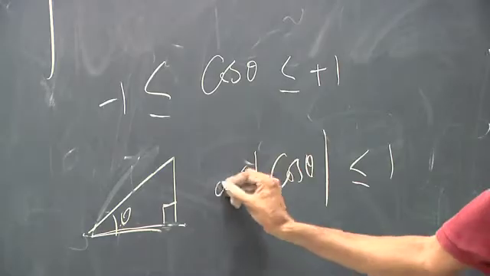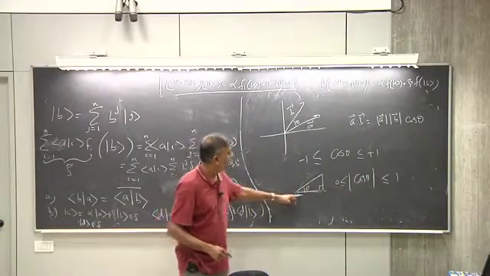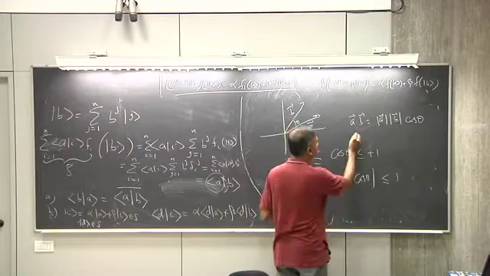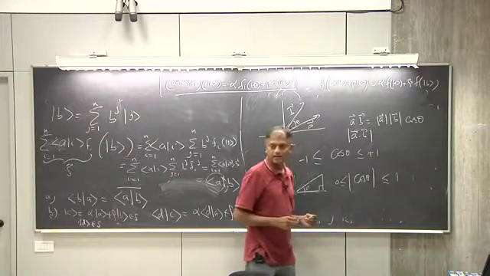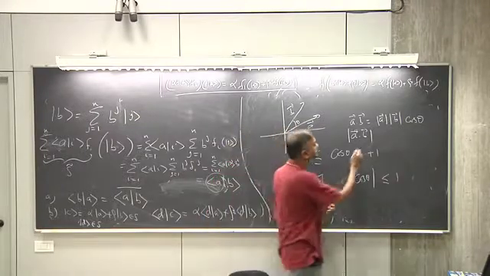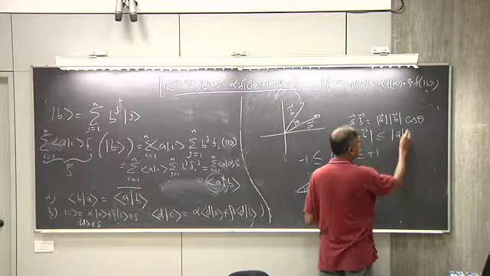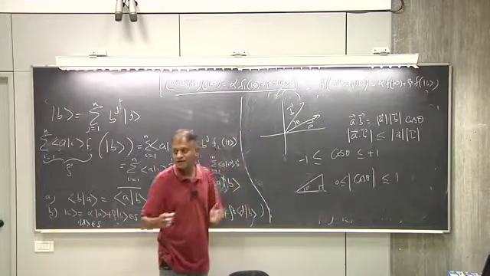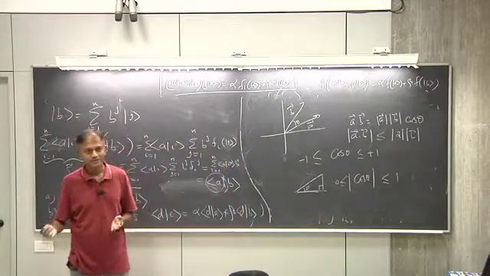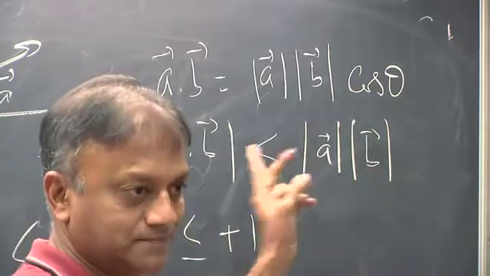So as a result, what this is saying is that the magnitude of a·b is going to be less than or equal to the length of a times the length of b, because the magnitude of cosine theta is always less than or equal to 1. So this is a very important inequality.